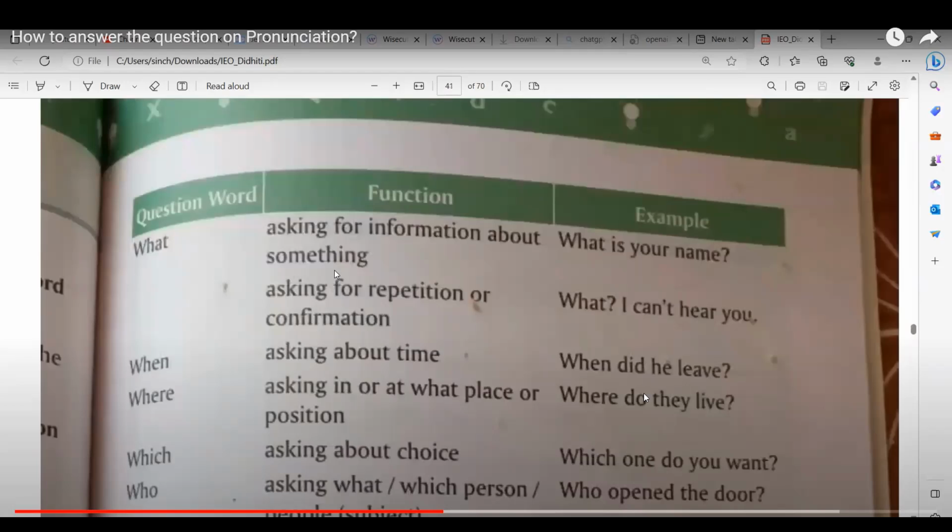Function. What? Ask for information about something. Example. What is your name? Question word.